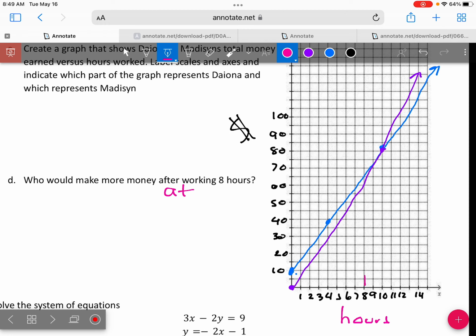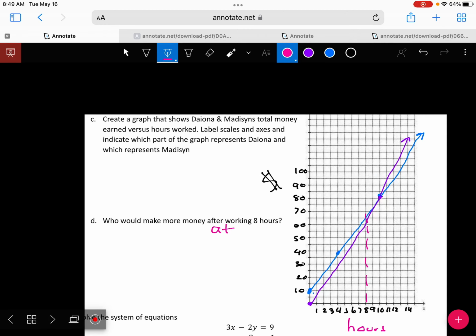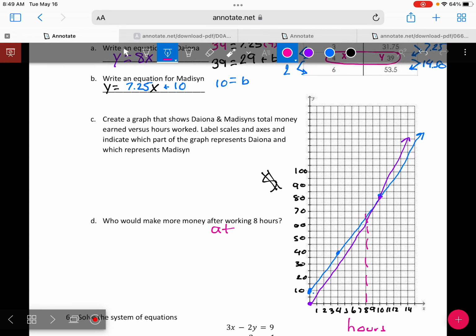So what we're going to do is look at 8 hours. Who's making more money? Blue or purple? Blue. That's Madison. Madison is making more money. Her line is higher. You could plug in the values and find out exactly what she makes at 8 hours. I know Diana is making $64 because 8 times 8 is 64. Madison's is more annoying. 7.25 times 8, I can't do in my head.